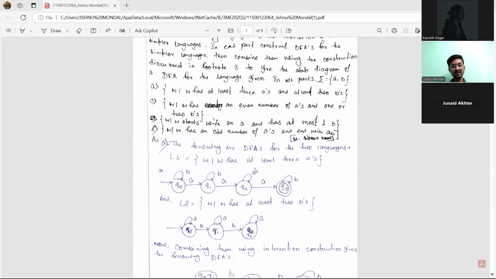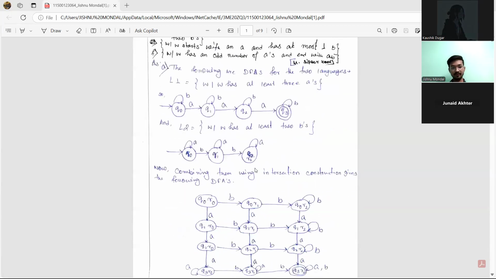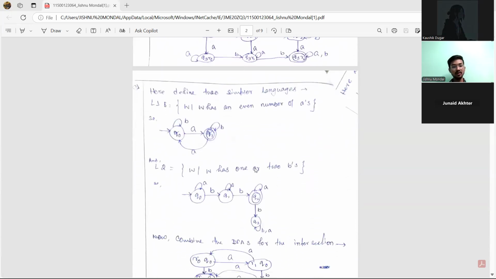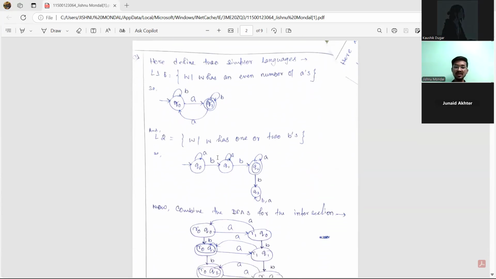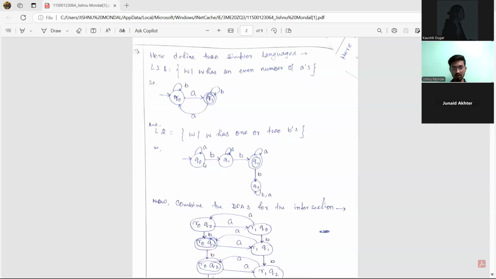Now, the second question says w such that w has an even number of a's and one or two b's. For that, we consider two languages. First language: w such that w has an even number of a's. For that, R0 and R1, we need two states, and this is the state diagram for language 1. And for language 2, which is w such that w has one or two b's, this is the state diagram for language 2.